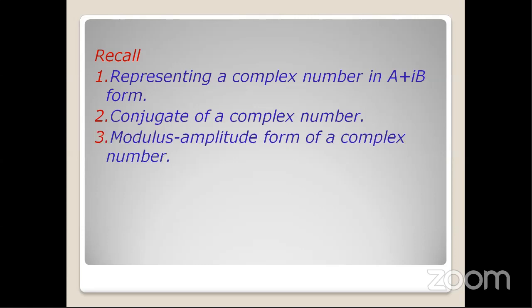Then we have seen the modulus amplitude form of a complex number. That means any complex number of the form x plus iy can be represented in the form of r into cos theta plus i sin theta. r is nothing but the modulus of the complex number, which is root of x square plus y square, and amplitude is theta. Theta is given by tan inverse of y by x, right? And we have seen the problems of how to express a given complex number in modulus amplitude form in the previous sessions.